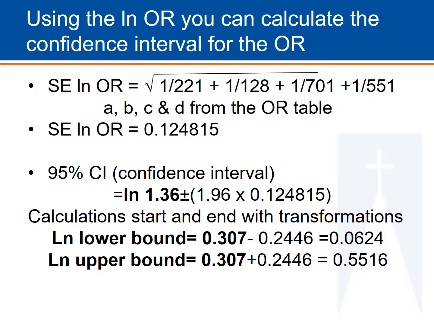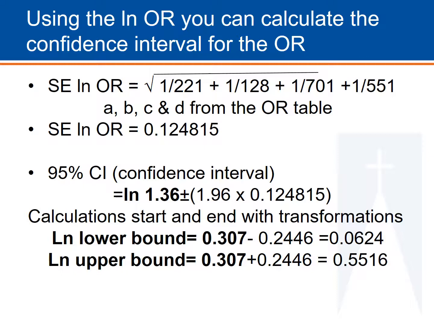In this case, it's 0.124815. And to get the upper and lower bounds of your confidence interval, you have to take the natural logarithm of the odds ratio. In this case, the odds ratio is 1.36. So the natural logarithm of the odds ratio is 0.307. And then I'm subtracting 1.96 times 0.124815. So that gives me 0.307 minus 0.2446. That's the lower bound of my confidence interval. That's the natural logarithmic function of my lower bound.